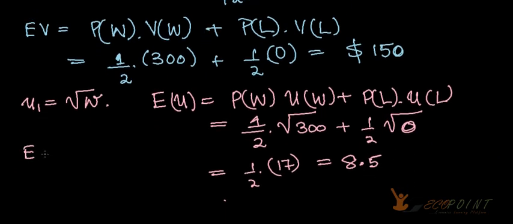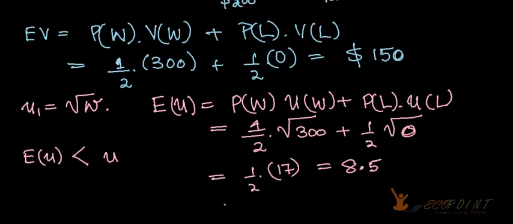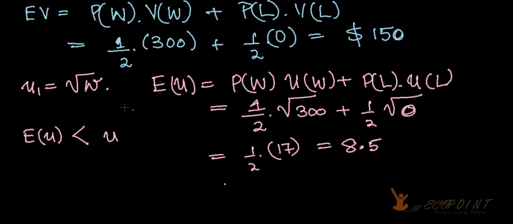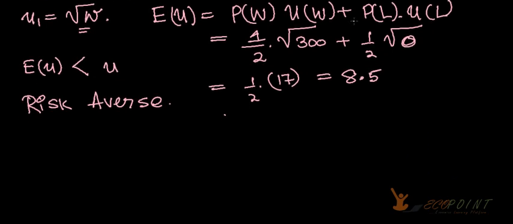So this fellow, as you could see, is better off. His expected utility with gamble is lesser than the utility without gamble. So he would not play such a gamble. He's better off without playing this gamble. His joy from winning is lesser than the pain from losing. This is happening because you have diminishing marginal utility. This function exhibits diminishing marginal utility. A person who has this kind of utility function is basically a risk averse individual. A risk averse individual will not accept a fair bet.